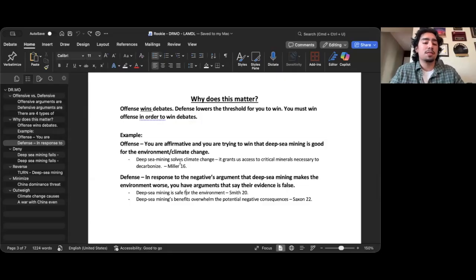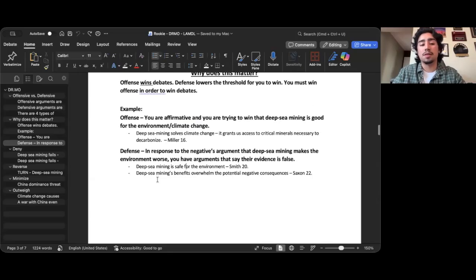So you need some offense. Offense are just reasons why either your arguments come first or why your opponent makes the world a worse place. You need at least some of that in order to win the debate. Otherwise, judges will default to the other side and say something along the lines of, even if I don't believe their claims are 100% true, there's always a small chance that they are, and therefore they will vote the other way. So the main thing you've got to remember: offense wins debates, defense lowers the threshold for you to win. You must have offense in order to win debates, and you should couple it with some defense.